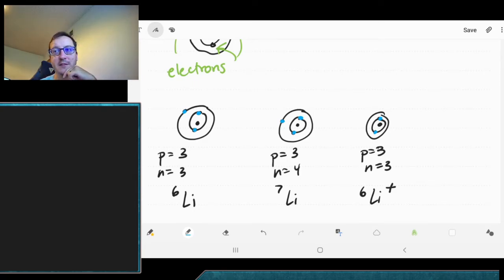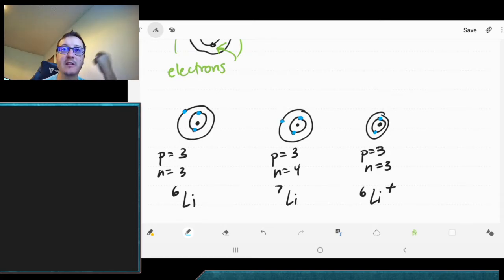If we look at what's the same, we see that in all 3 cases, the number of protons is the same. And we have this idea that they're all lithium atoms, so perhaps there's some relationship there. But let's go ahead and look at the rest and see what's happening with all these.